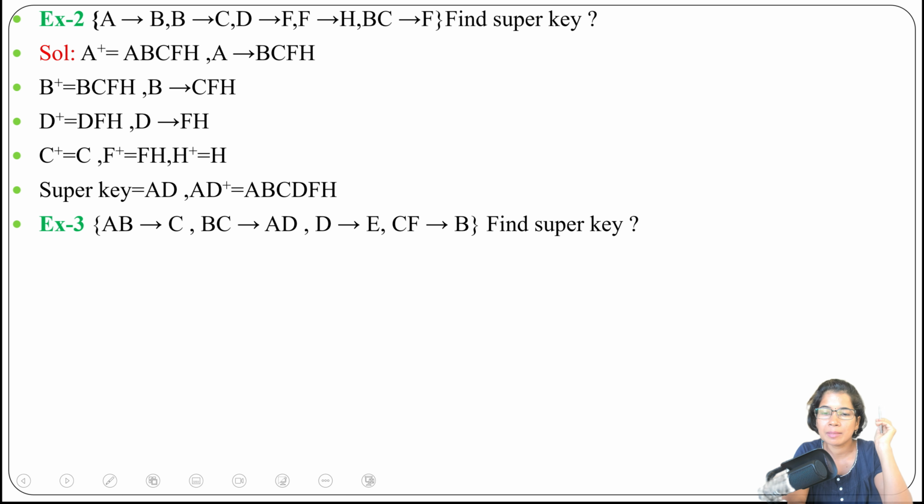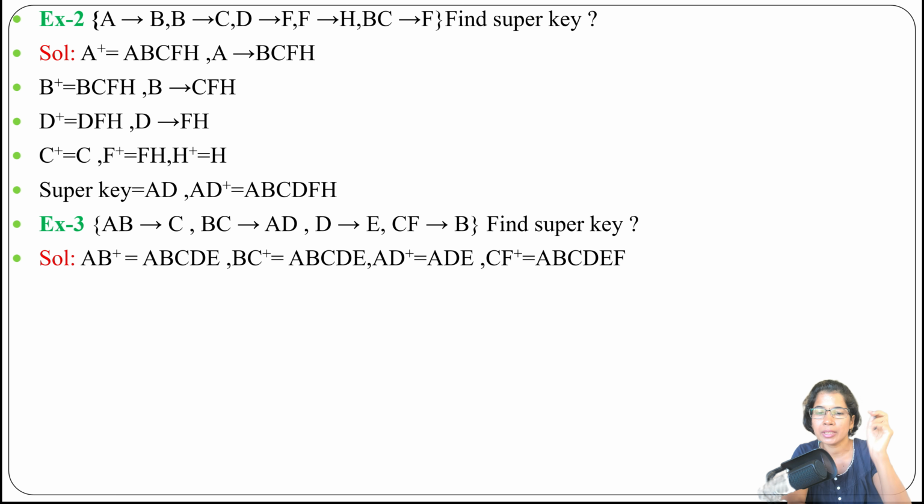Now check BC positive closure. BC positive closure will be A, B, C, D, E. Here also we are not able to derive F. Next AD positive closure. AD positive closure equals A, D, E. From D we are deriving E. CF positive closure is A, B, C, D, E, F. From CF we are able to derive all, that's why CF will be the minimal super key.